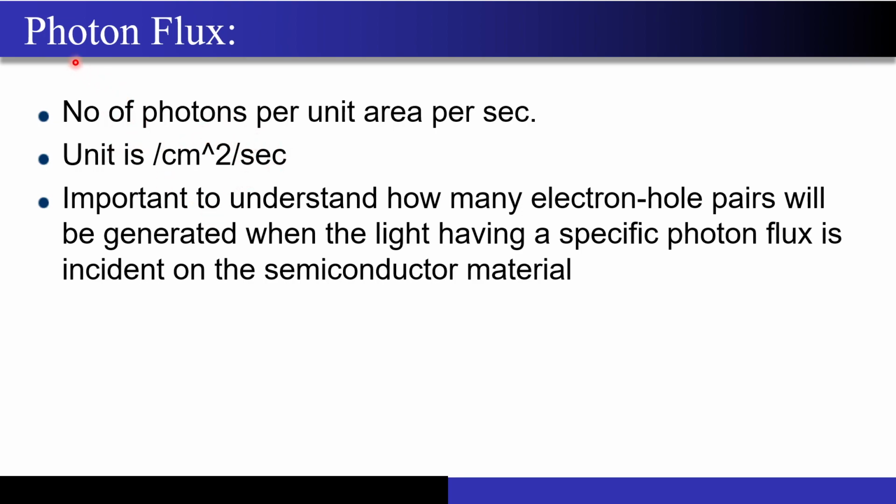Now why is it so important? Why are we even defining this photon flux? You should understand that it is telling me how many photons I am incident on a unit area per second. Now if these photons have sufficient energy to excite an electron from the valence band to the conduction band, then by defining this term I can predict how many electron hole pairs will be generated.